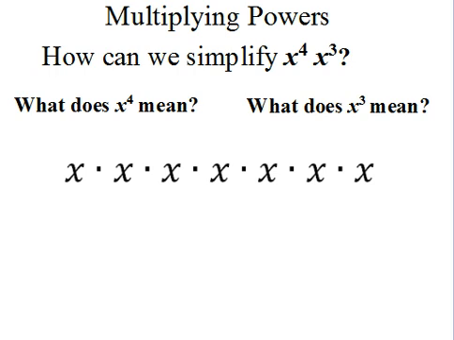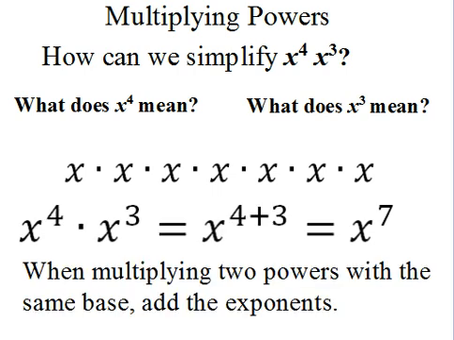Now if you count them up, you can see that we've got 7 x's multiplying by each other, which we can actually abbreviate using a power itself, which is x to the 7th. There's 7 x's there. From this, we can kind of make a general rule. When multiplying two powers with the same base, all you have to do is add the exponents. So x to the fourth times x to the third becomes x to the 4 plus 3, which equals x to the 7th.